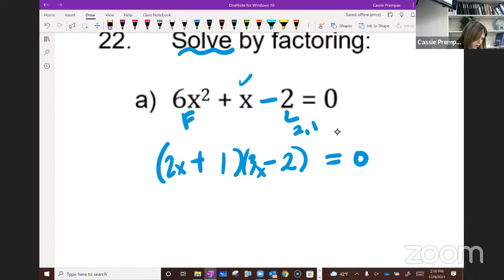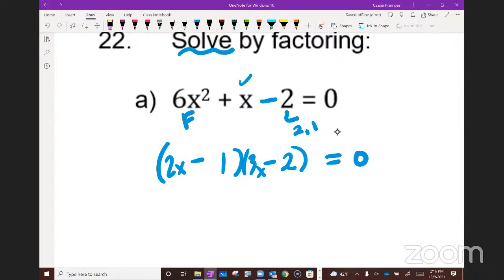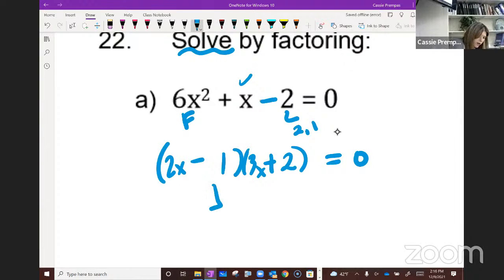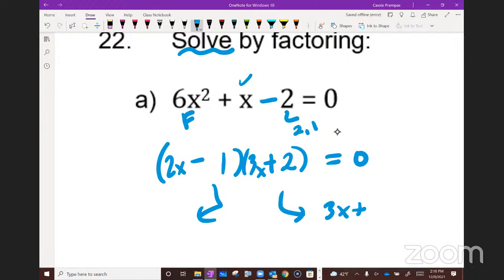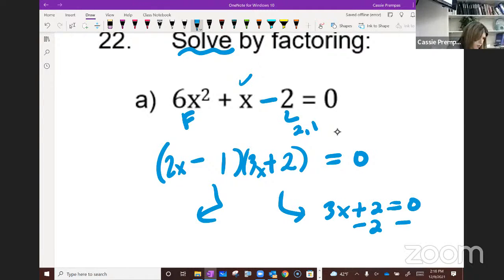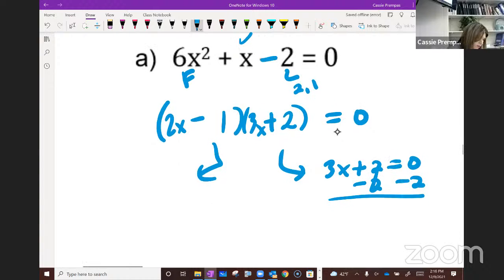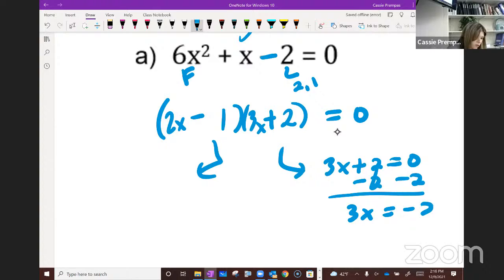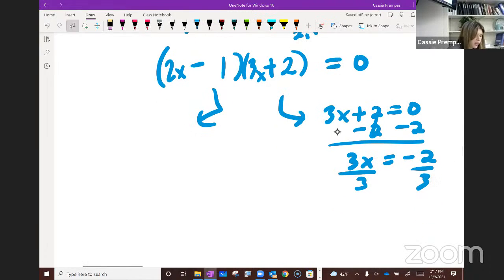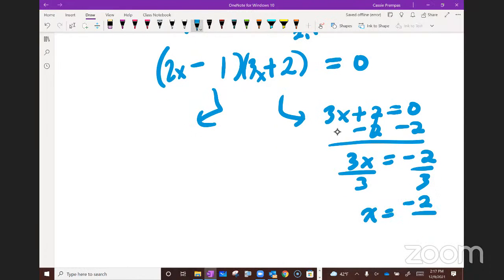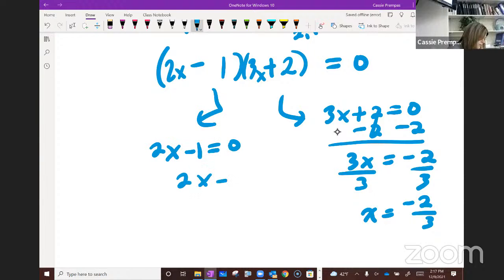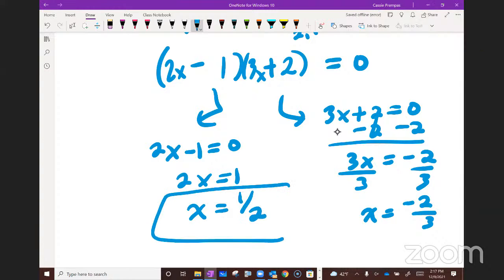So Olivia, do you know what I do? Yeah, you swap the signs. And then now we have to go further because it said solve. So we set them each equal to 0. And I would subtract 2, which gives me 3x equals negative 2. Divide by 3. And I get x is equal to negative 2/3. And then if I set 2x minus 1 equal to 0, add 1, divide by 2, I'll get x is equal to 1/2. Yep.